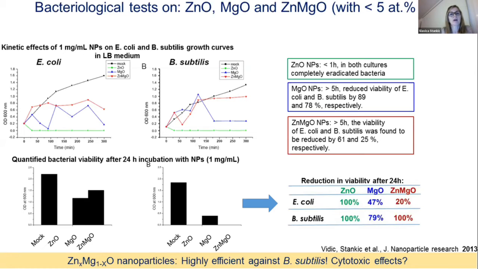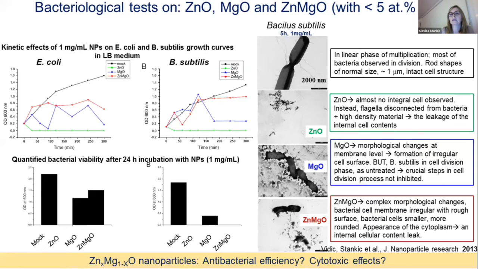In any case, quantifying the bacterial viability after 24 hours of incubation, we could see that zinc magnesium oxide specifically is very reactive against Bacillus subtilis, in the same way as pure zinc oxide, therefore being also highly selective. So the next question we raised was: what about the cytotoxic effects towards human cells?